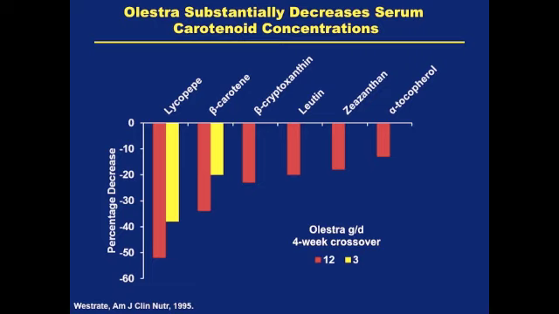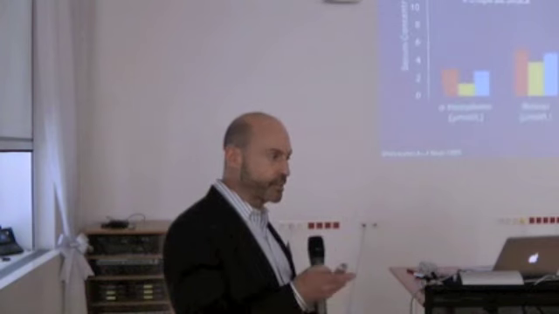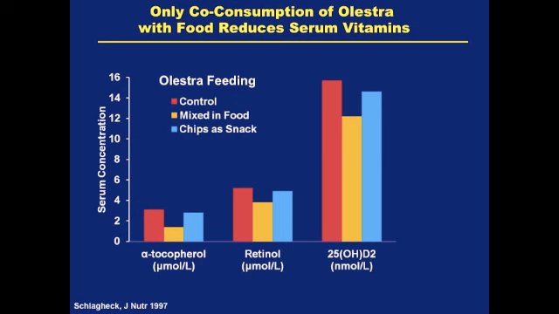So there was concern about when this substance was released to consumers, were they actually going to be at risk of something because of reduced carotenoids. The other thing we knew is that you had to eat the high carotenoid food at the same time as you ate the Olestra-containing food to see the effect. So we call that co-consumption.